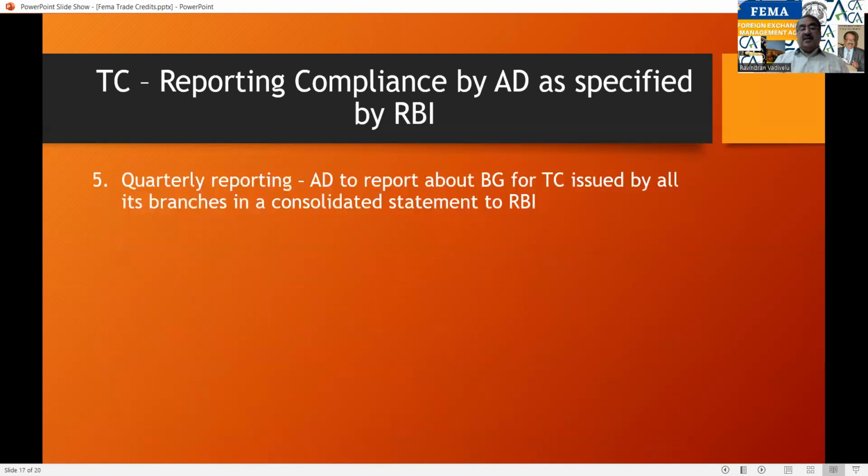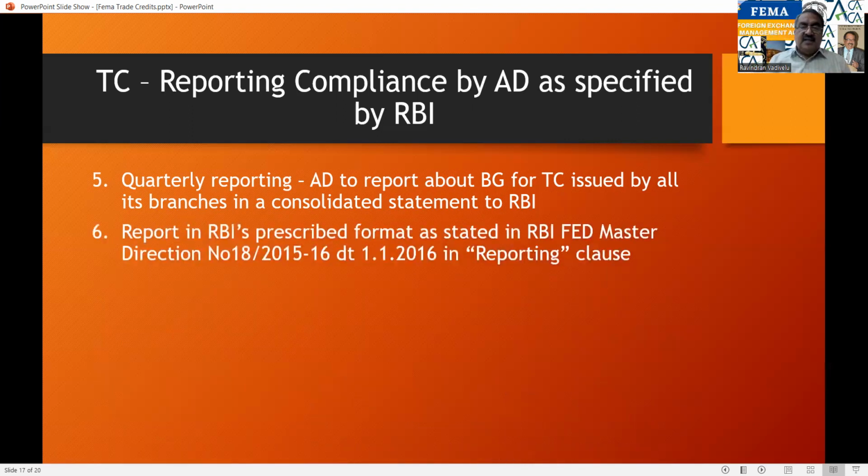So the delay can be approved by Reserve Bank of India as well as the authorized dealer. And if they are submitting the report on a quarterly basis, yes, bank guarantee is covered. So the authorized dealer has to report about the bank guarantee for trade credit issued by all its branches in a consolidated statement to Reserve Bank of India. And this is covered by the RBI's prescribed form. All the report formats are covered by RBI FED Master Direction number 18/2015-16 dated 1/1/2016. In the reporting class, the forms are there. Based on that, the authorized dealers have to submit the report to the Reserve Bank of India.